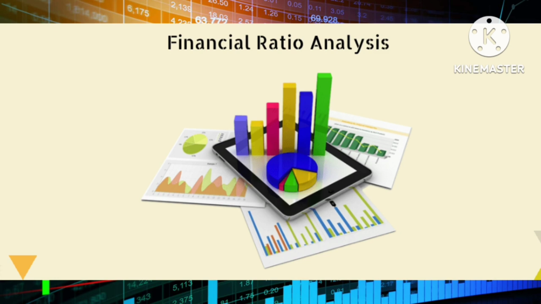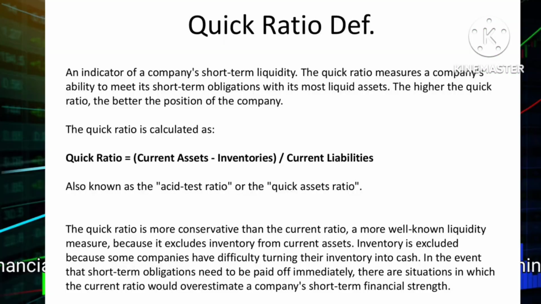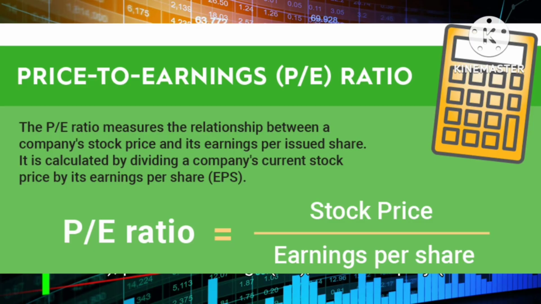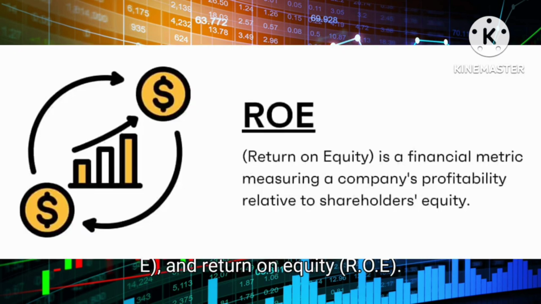There are many different ratios that analysts and investors can use to analyze and make predictions about a company's financial performance and potential future growth. The 6 basic financial ratios are the working capital ratio, the quick ratio, earnings per share (EPS), price to earnings (PE), debt to equity (DE), and return on equity (ROE).